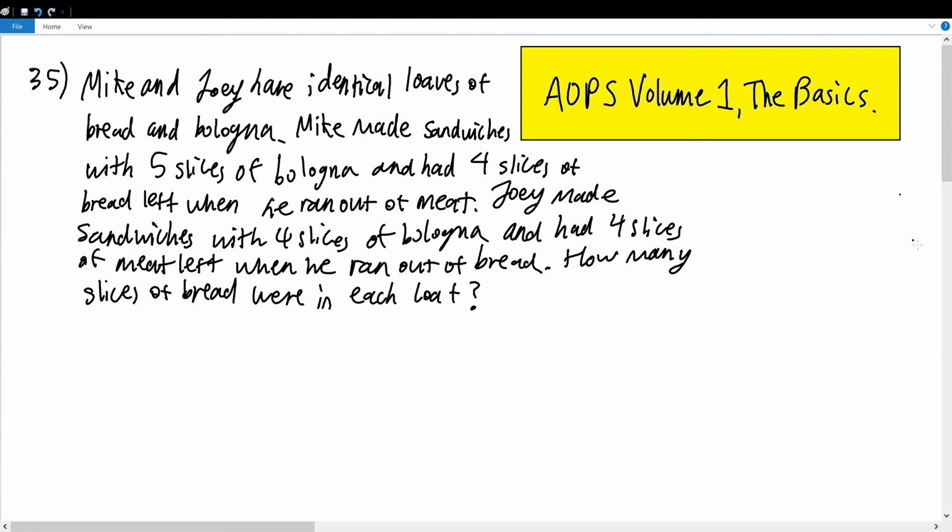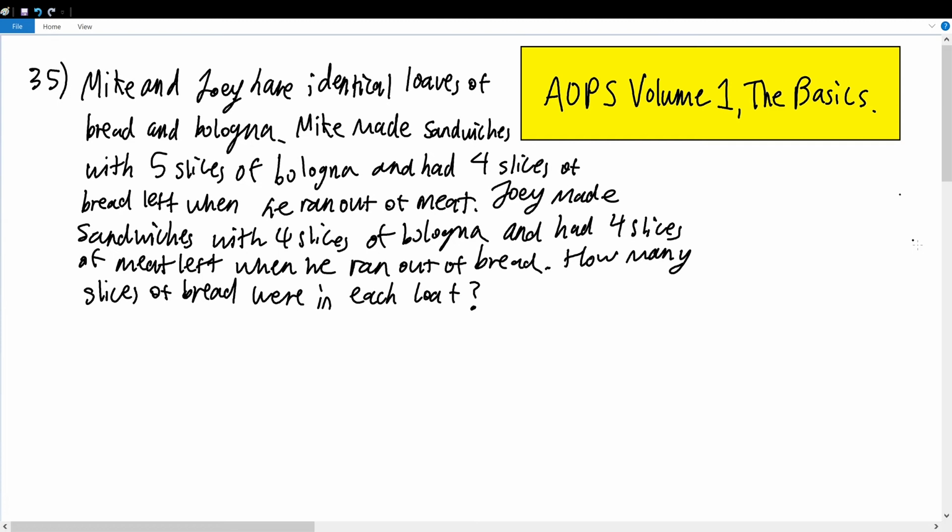AOPS Volume 1, The Basics, number 35. Mike and Joey have identical loaves of bread in Bologna. Mike made sandwiches with 5 slices of bread and had 4 slices of bread left and he ran out of meat. Joey made sandwiches with 4 slices of bologna and had 4 slices of meat left and he ran out of bread. How many slices of bread were there in each loaf?